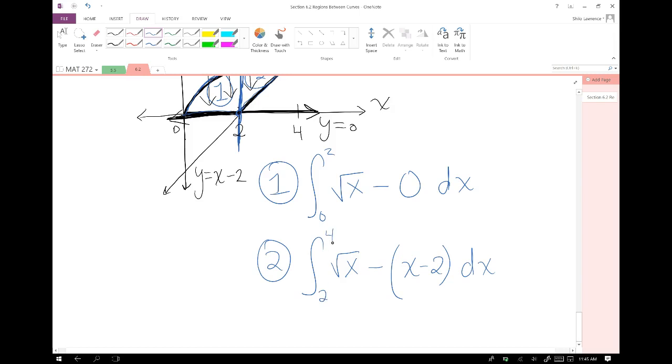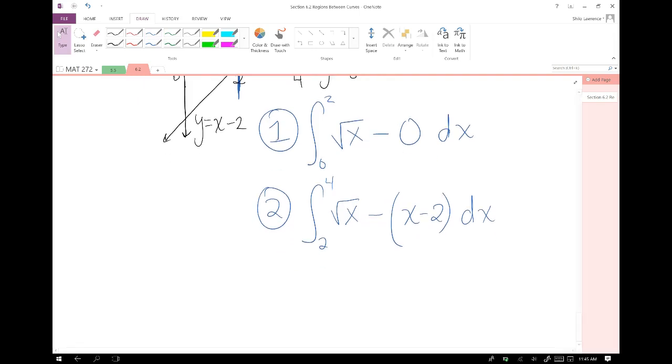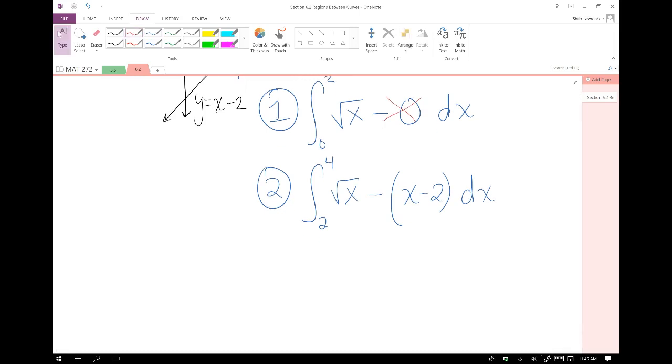So we've got two integration problems to work out. They will give us the area of these two individual portions. If we just add them back together, we'll get the area of the whole thing. Subtracting 0 for the first one doesn't do anything. We're really just integrating square root x from 0 to 2. So let's go ahead and work these out.